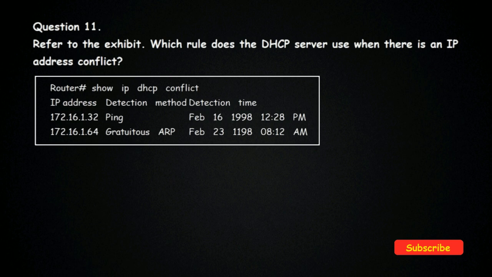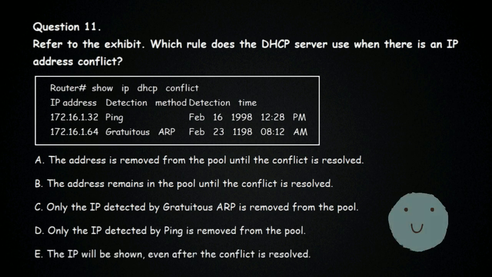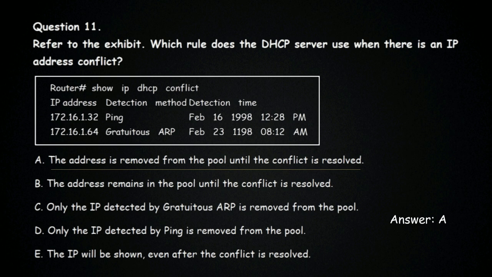Question 11. Refer to the exhibit. Which rule does the DHCP server use when there is an IP address conflict? Options. Correct answer is A. The address is removed from the pool until the conflict is resolved.